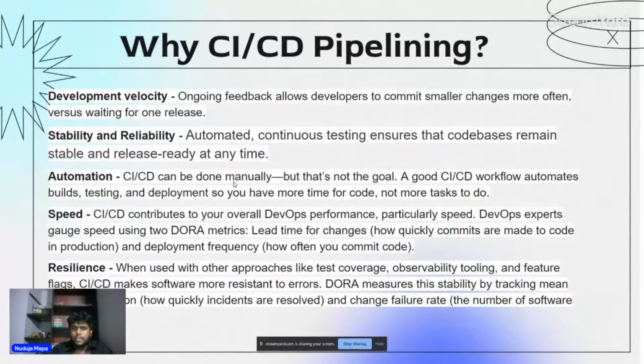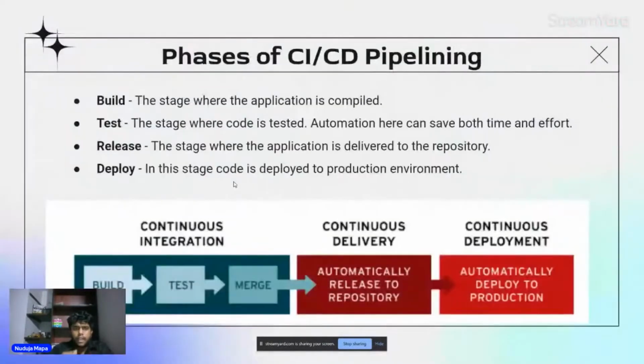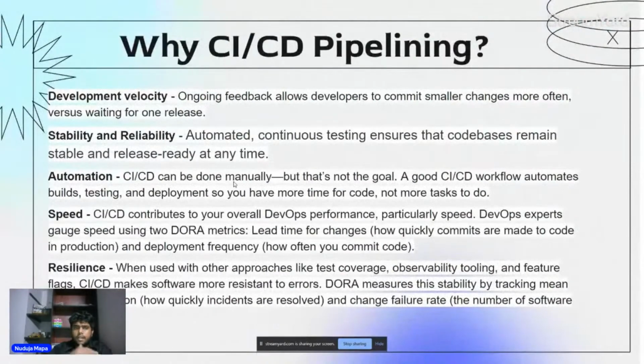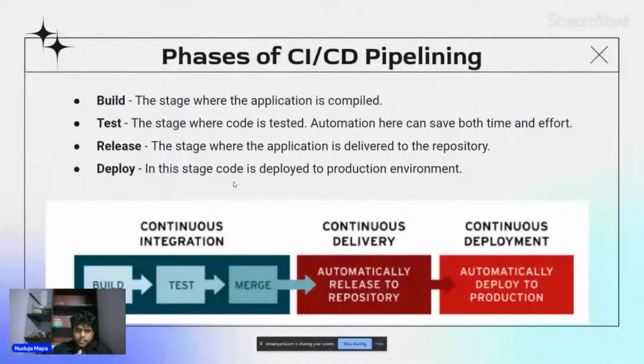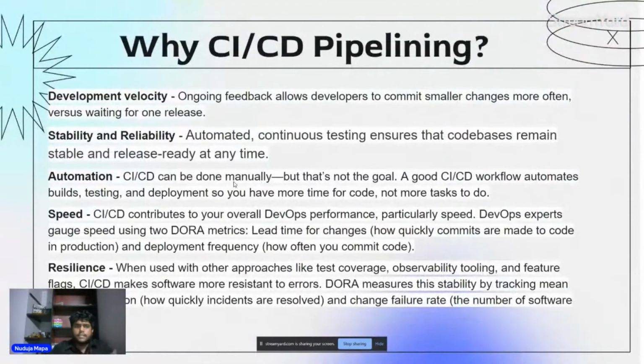When you talk about stability and reliability, in each phase we do the building, testing, and merging successfully. So at a given time, we have code which has successfully passed the continuous integration phase. That code is built successfully, tested successfully, and merged successfully with the repository. In that sense, the code is stable and reliable.